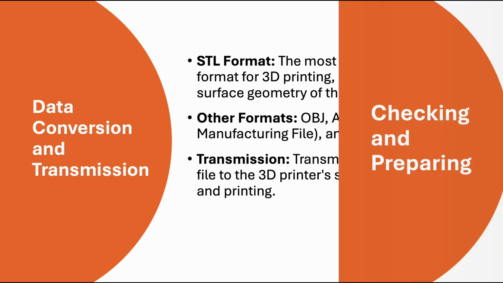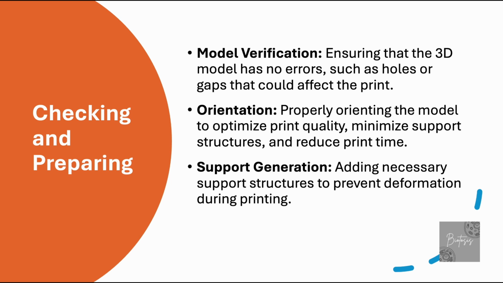Okay. Moving on, checking and preparing. So what is that? It is nothing but model verification, ensuring that a 3D model has no errors such as holes or gaps that could affect the print, right? Orientation, proper orientation of the model to optimize printing quality, minimize support structures and reduce the printing time. Support generation, which is adding necessary structures to prevent deformation during printing.